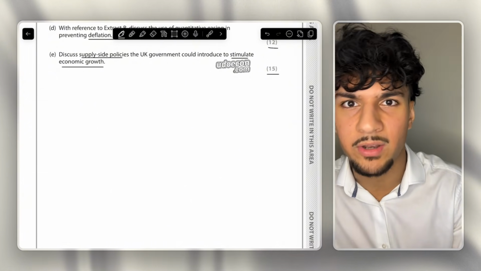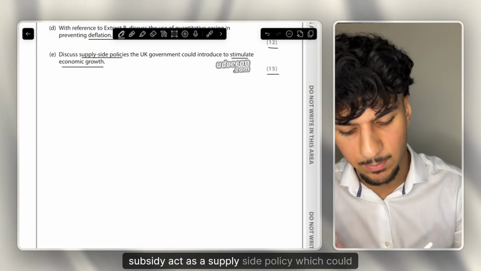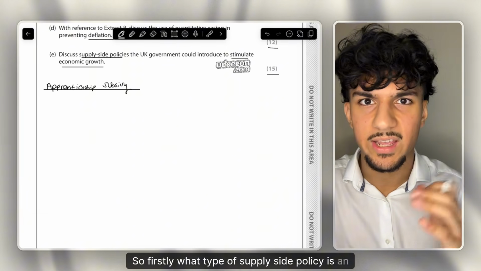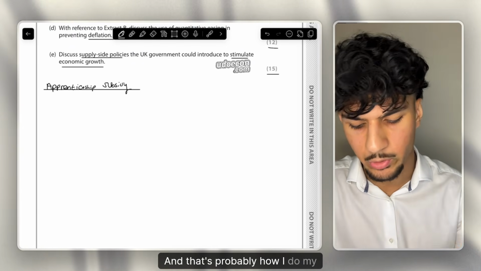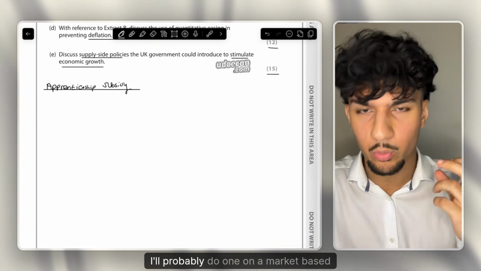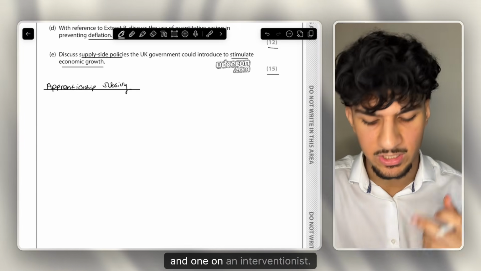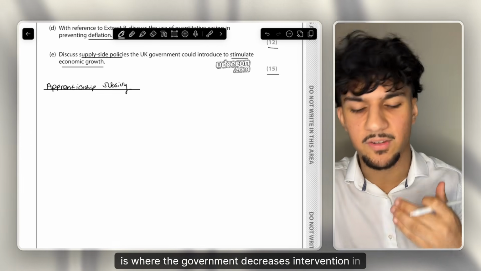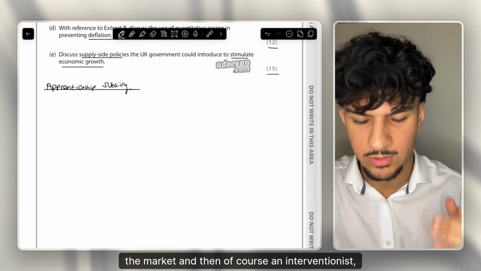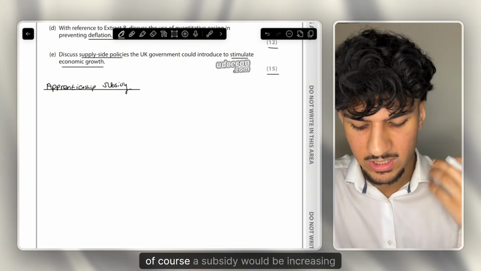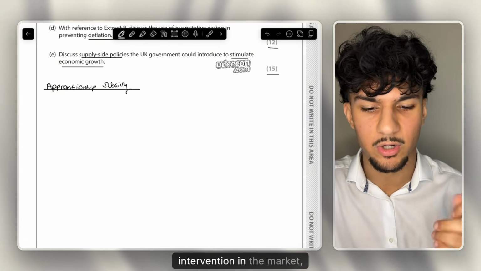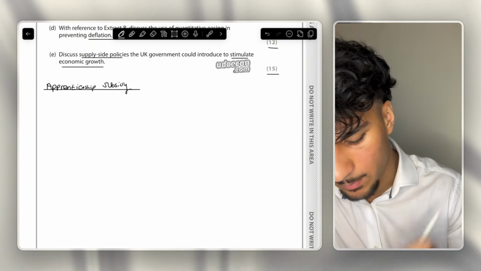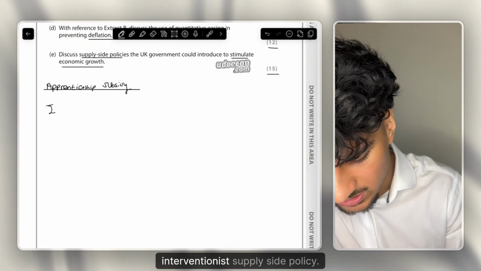So how would the apprenticeship subsidy act as a supply-side policy which could stimulate economic growth? Firstly, what type of supply-side policy is an apprenticeship subsidy? That's probably how I would do my 2 paragraphs: one on a market-based and one on an interventionist. And if you don't know that, market-based is where the government decreases intervention in the market, and an interventionist policy is when they increase intervention in the market. A subsidy would be increasing intervention, getting more involved in the price mechanism. Therefore, an apprenticeship subsidy is an example of an interventionist supply-side policy.